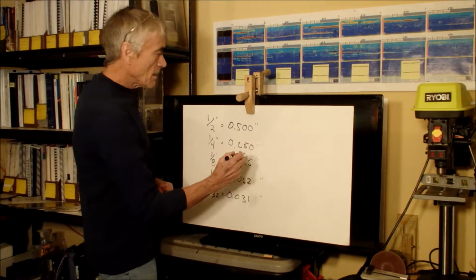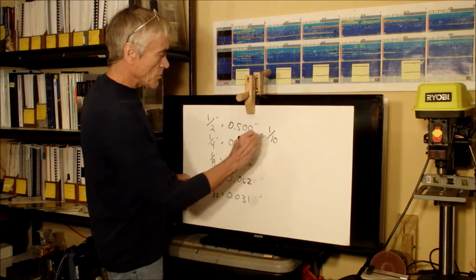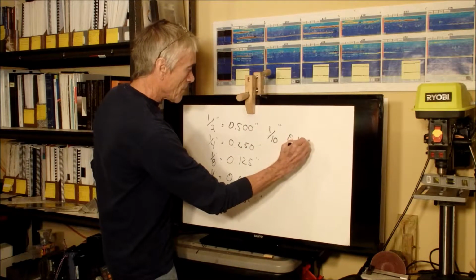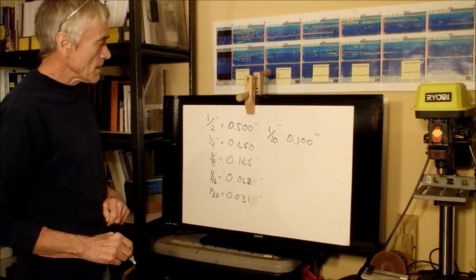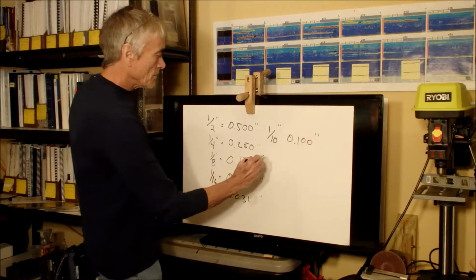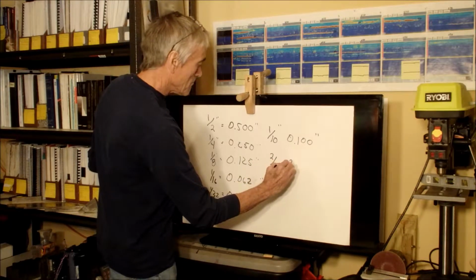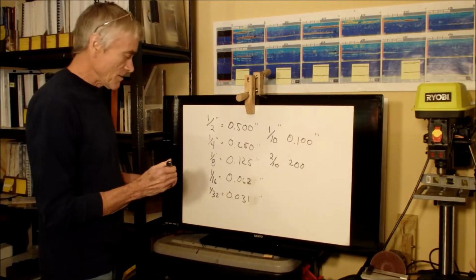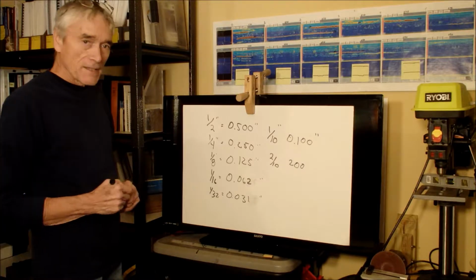Another thing that we'll run into a lot is a 1/10 of an inch. And in terms of thousandths of an inch, it would be 100 thousandths. And 2/10 of an inch would be 200 mils, and so on. A 300 hole would be 3/10 of an inch.